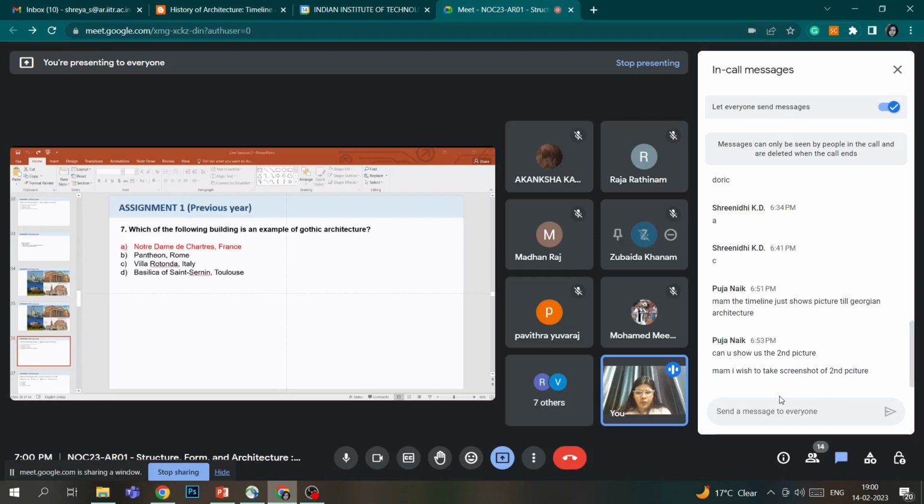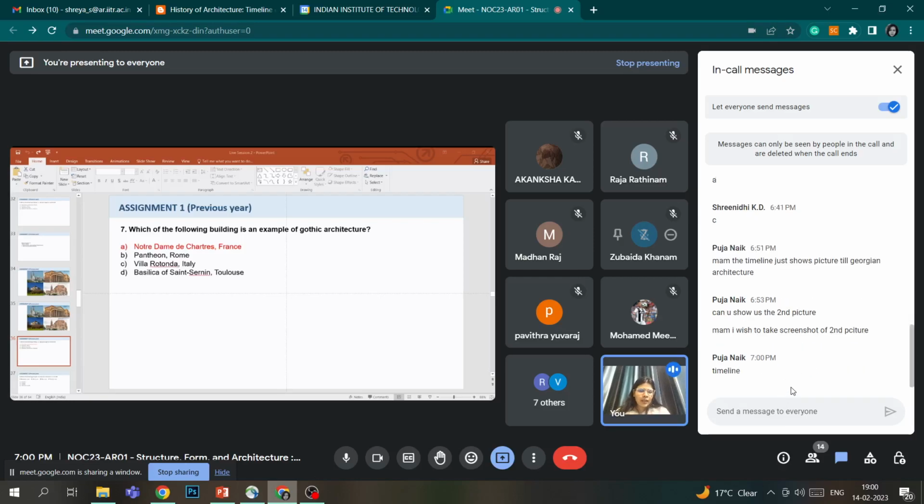Which picture, Pooja, you're talking about? If you're talking about the timeline, you can easily Google, you can write the architectural style timeline, and you can get it online, but I would still put it there.